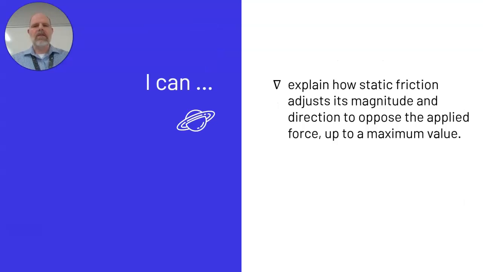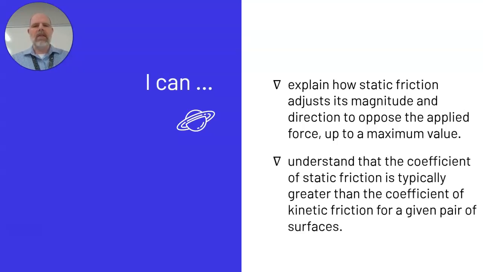I can explain how static friction adjusts its magnitude and direction to oppose the applied force up to a maximum value. And I can understand that the coefficient of static friction is typically greater than the coefficient of kinetic friction for a given pair of surfaces.